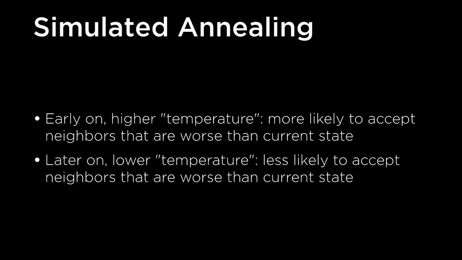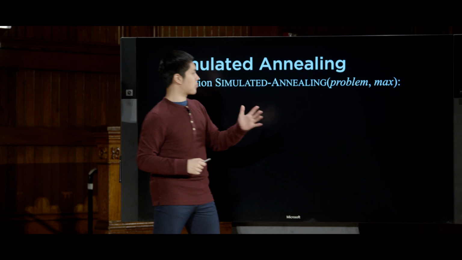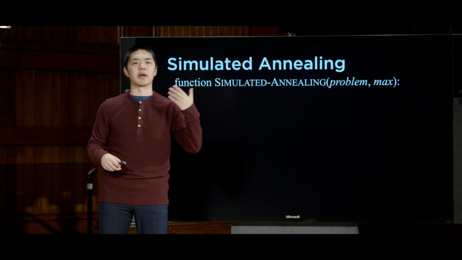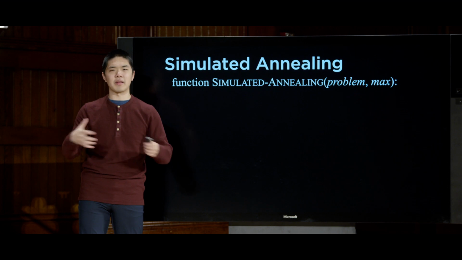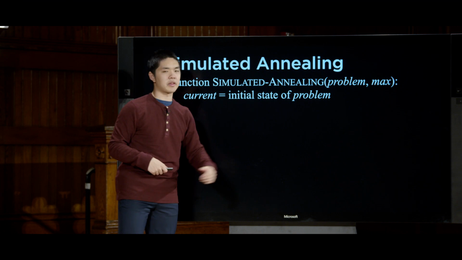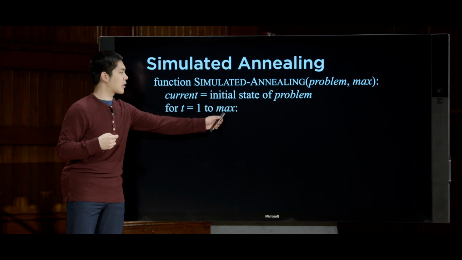But later on, as we run simulated annealing, we're going to decrease that temperature. And at a lower temperature, we're going to be less likely to accept neighbors that are worse than our current state. Now, to formalize this and put a little bit of pseudocode to it, here is what that algorithm might look like. We have a function called simulated annealing that takes as input the problem we're trying to solve, and also potentially some maximum number of times that we might want to run the simulated annealing process. How many different neighbors are we going to try and look for? And that value is going to vary based on the problem you're trying to solve. We'll again start with some current state that will be equal to the initial state of the problem.